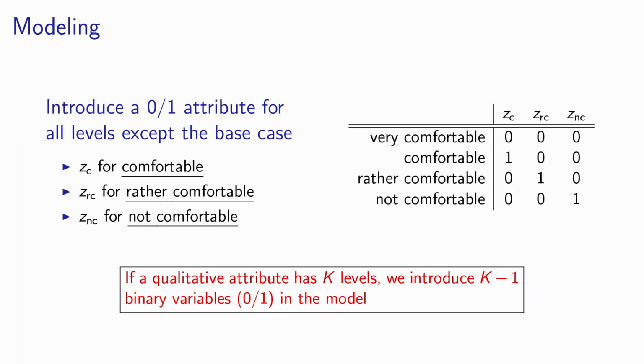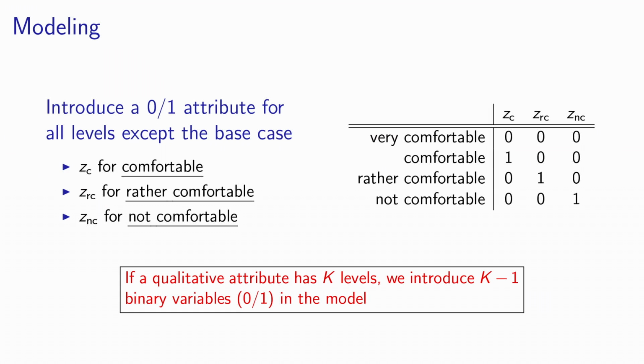Now we need to make the mathematical modeling of this variable. To do this, we introduce an attribute, which is a binary variable, binary meaning that it can take the value 0 or 1, for all the levels except for the base case. So in the example of the comfort, we had 4 levels. We took very comfortable as a base case. So we include ZC for comfortable, ZRC for rather comfortable, and ZNC for not comfortable. And we associate with this variable a coding convention. This coding convention is reported in the table on the right.